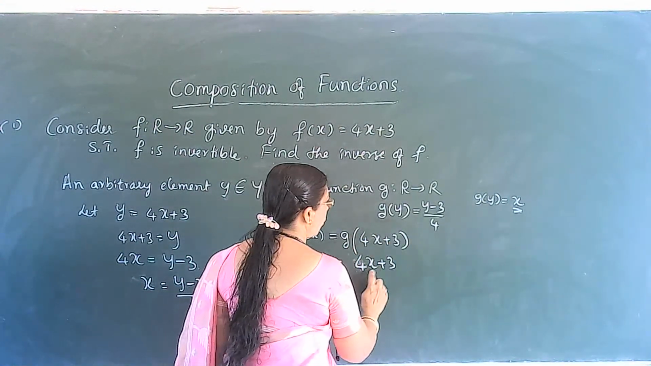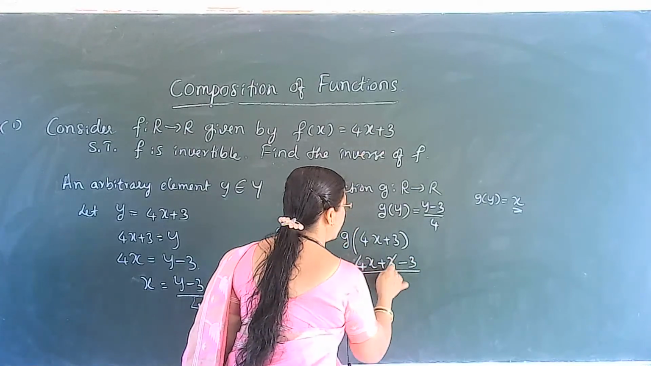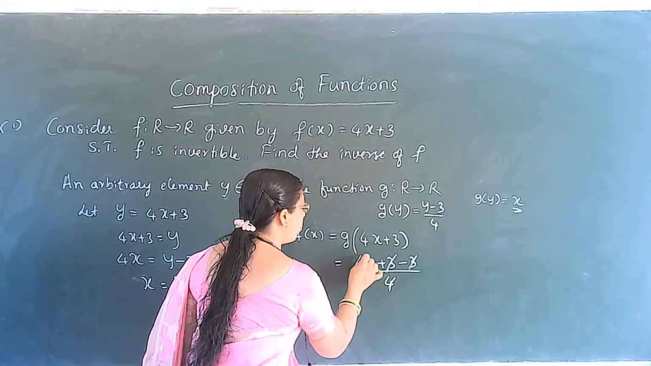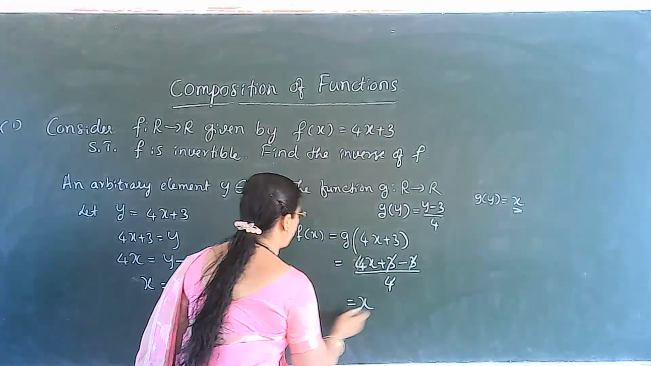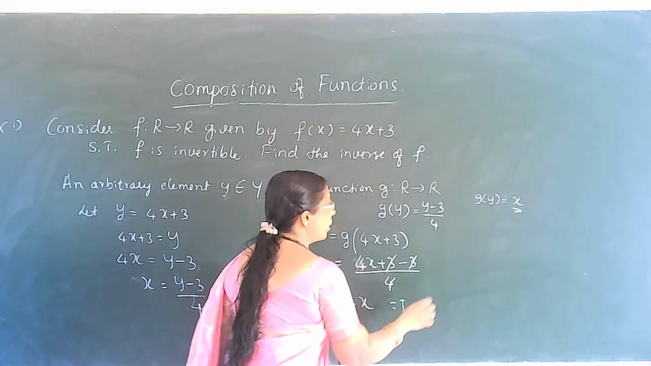g of f of x is equal to 4x plus 3 minus 3, divided by 4. The 3 gets cancelled, 4 also gets cancelled. Then it is equal to x. That is equal to Ix.